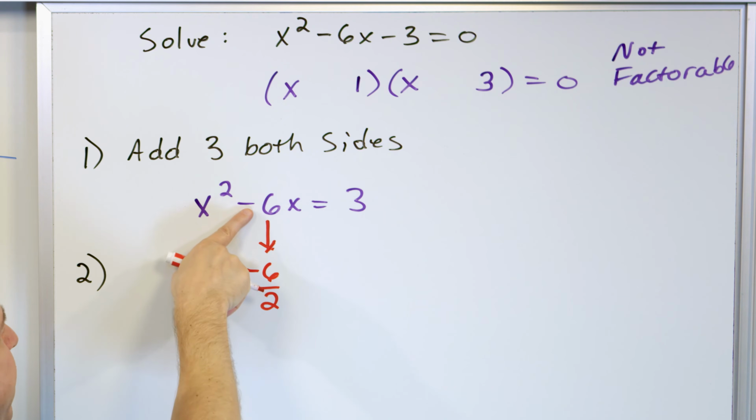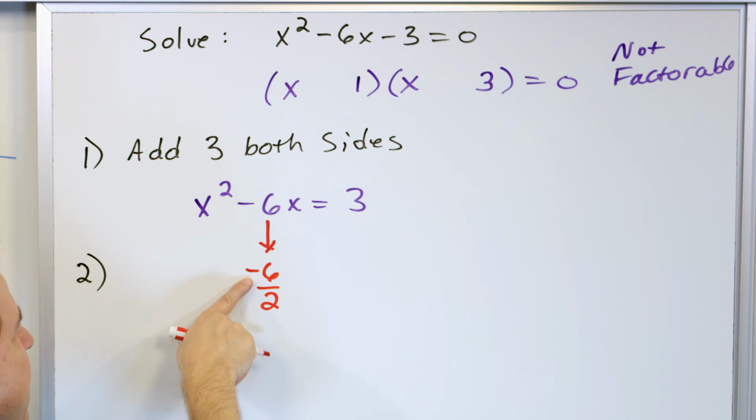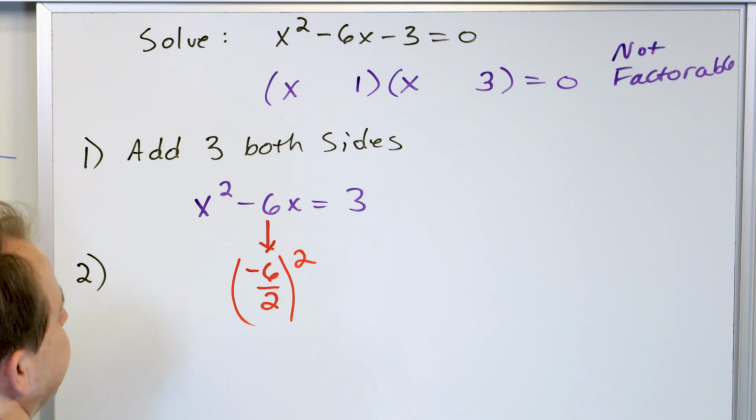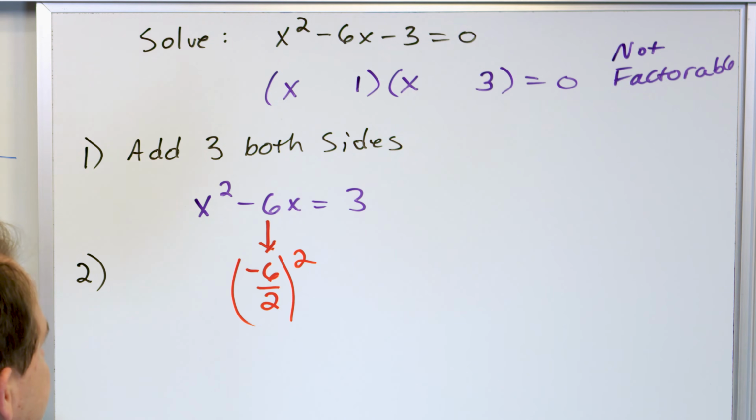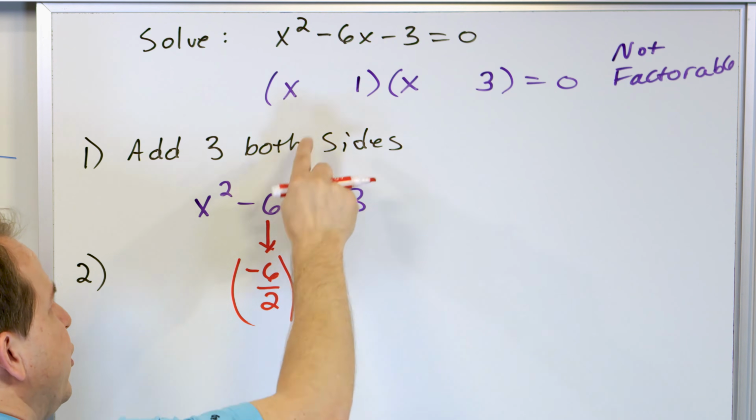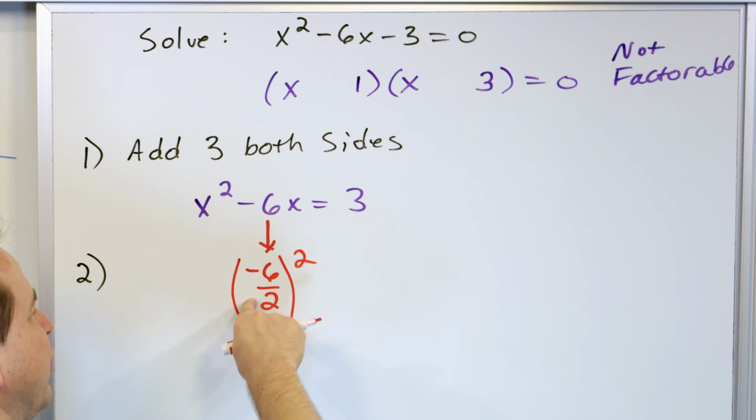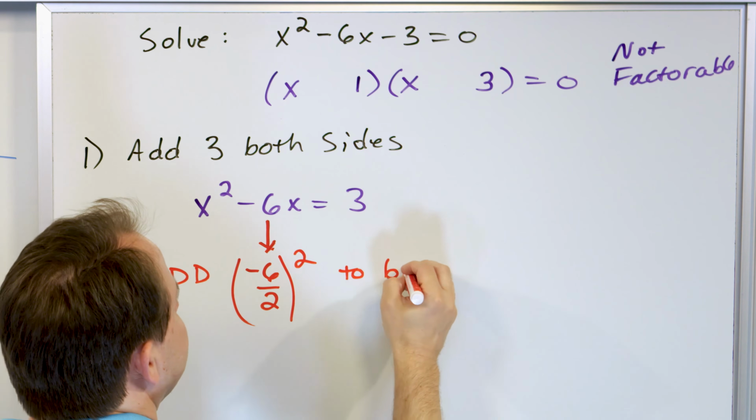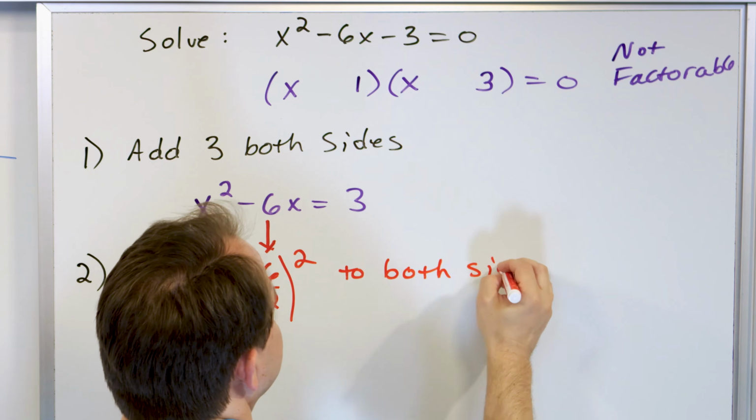Notice I had a negative here because it's a negative in my original equation. You divide it by 2, and then you take whatever you have and you square it. You'll understand as we get to the end. So what you're going to do is look at what you got from step 1, divide it by 2, and square it. And then you're going to add this to both sides.